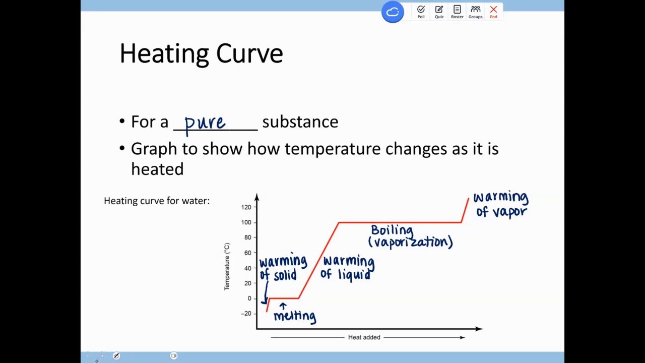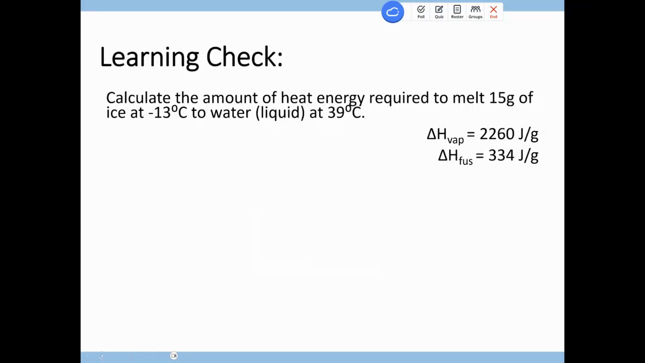We ready? Other questions? All right, let's do it. So this question here, we have a 15-gram sample of ice that is at negative 13 degrees Celsius. We are calculating the amount of energy required to melt that sample to become a liquid that is at 39 degrees Celsius.